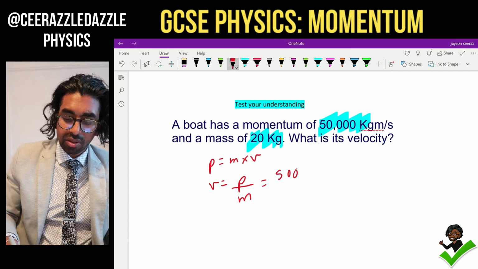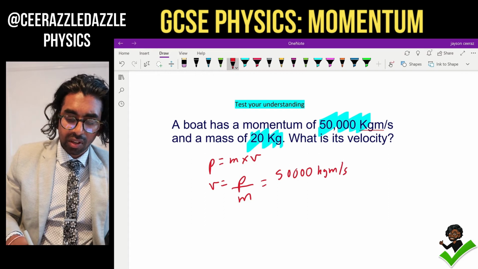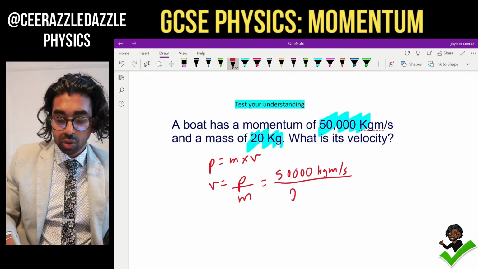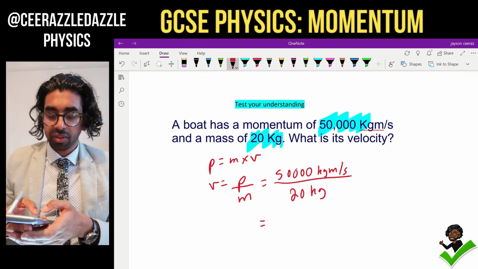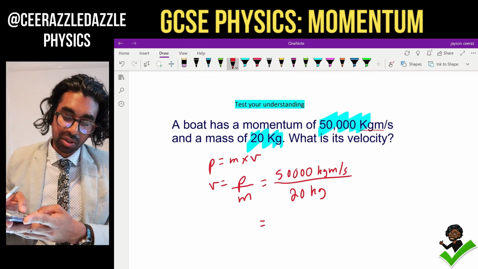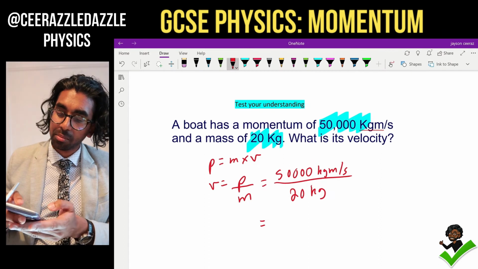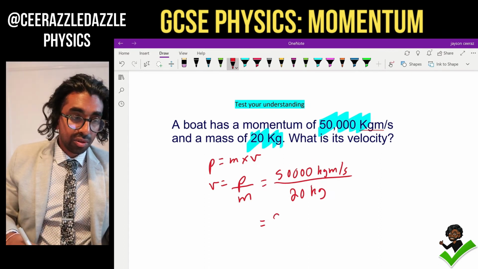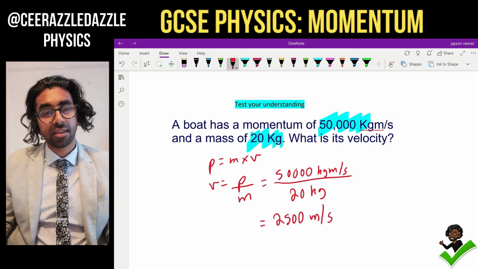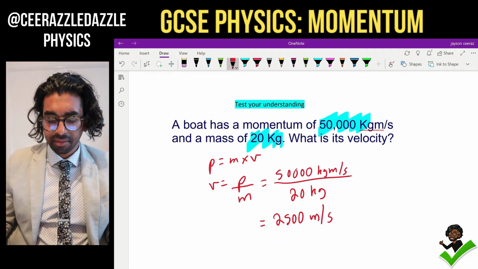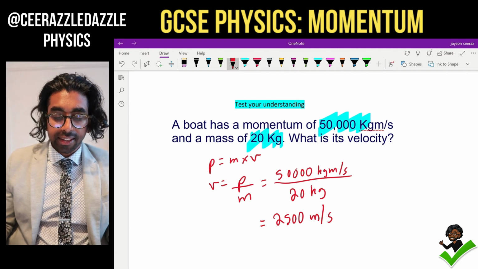So 50,000 kilogram meters per second divided by the mass, 20 kilograms. Let's do that in the calculator. So we've got 50,000 divided by 20, bang. It's going to be 2,500 meters per second. Happy with that? Yeah? Easy stuff.